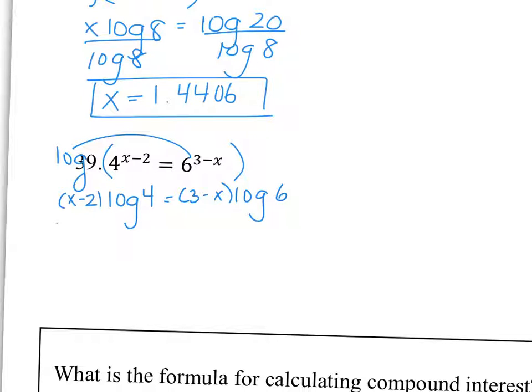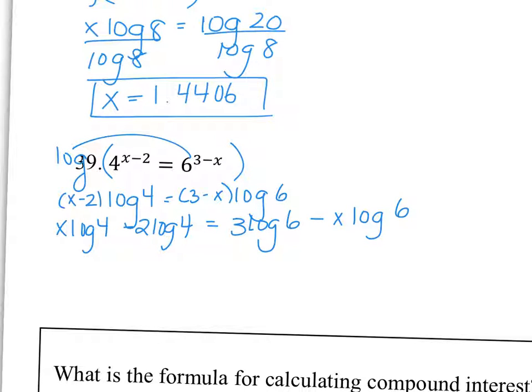So now I'm going to distribute. I have x log of 4 minus 2 log of 4 equals 3 log of 6 minus x log of 6. So now I'm going to move all my x's to one side. So I have x log of 4 plus x log 6 equals 3 log 6 plus 2 log 4.